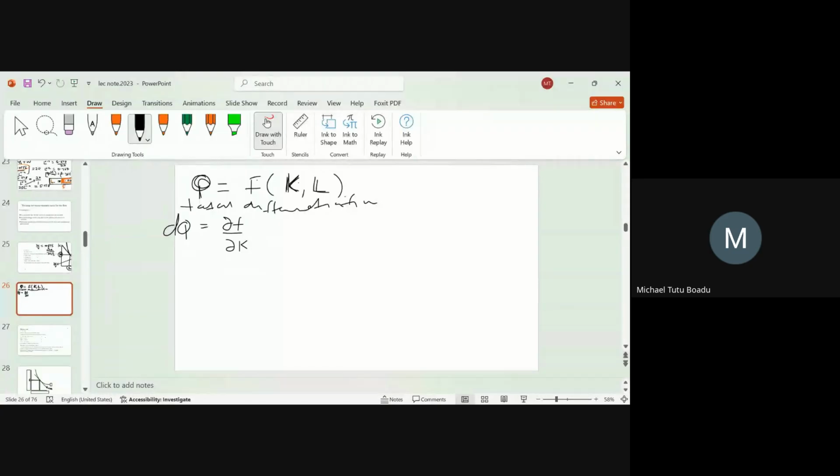But if we want the total effect of K on output, then we have to multiply it by the total change in capital. So this symbol means partial change, and this symbol means total change. Plus, you also have to differentiate labor totally. So the partial change in labor times the total change in labor. Equate this to 0.